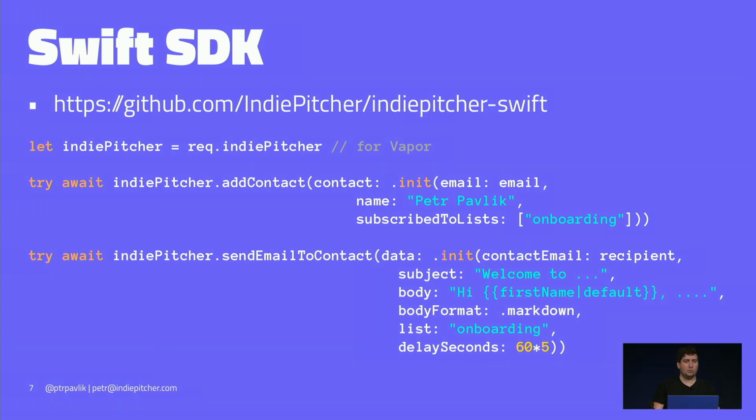Here's basically an example of how you would use the markdown I showed you. You add a contact, and then you send an email that gets personalized based on data that you assign to that contact. And on the last line, you select which email list you want to send it to. If the user is not subscribed to that list, it's not going to be sent to them. And you can select that you want to wait 5 minutes and then send. So when a user signs up, you may want to send an onboarding email after 5 minutes.